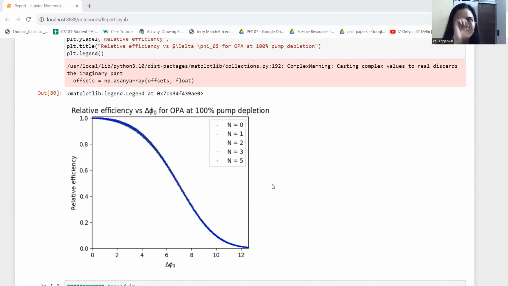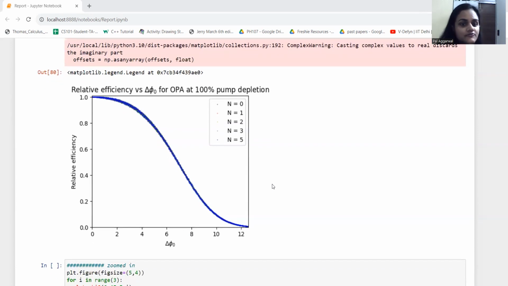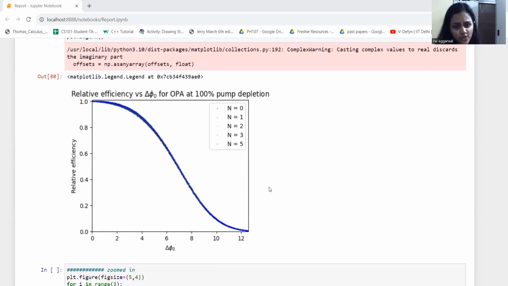But in this case, we see a very narrow plot, which shows that all values of n are actually coinciding with each other very well. So this is something different from the SHG plot. And now we are varying delta phi naught from 0 to 4 pi instead of 0 to 2 pi.